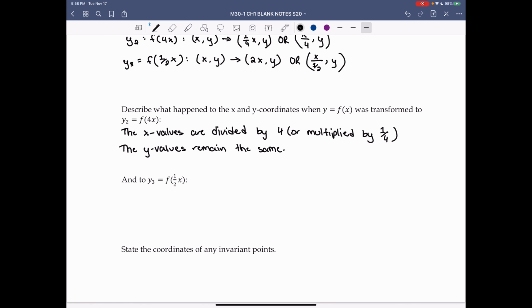And then for y3 equals f of 1/2 x, the x values are multiplied by 2, or divided by 1/2. And again, the y values stay the same.